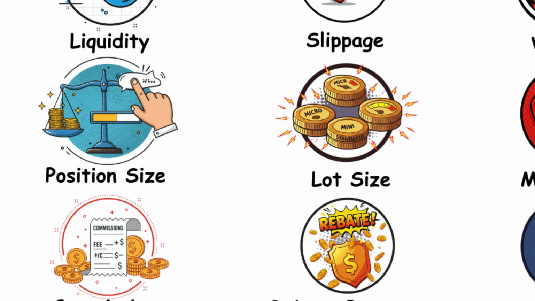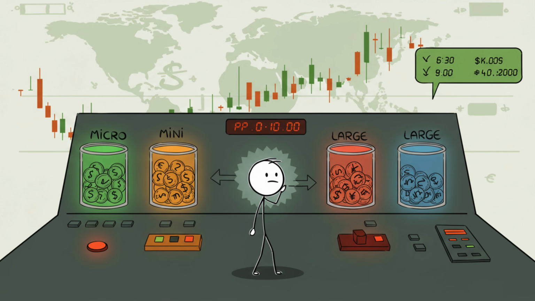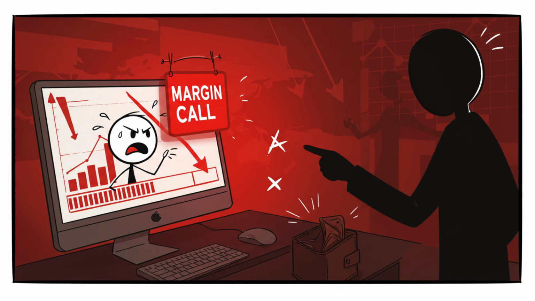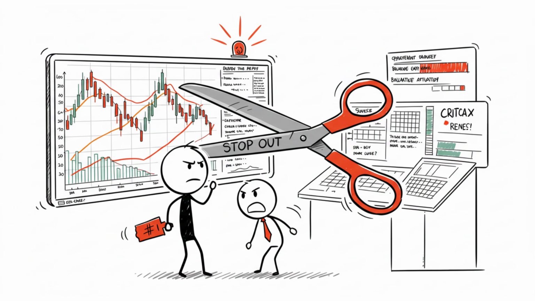Position size, the volume or amount you're trading based on account size and risk tolerance. Lot size specifies how many units of an asset you're trading. It affects your pip value and margin requirements. Margin call, a broker demand to deposit more funds because your account equity has fallen too low. Stop out level, the level at which the broker automatically closes your positions to prevent a negative balance.